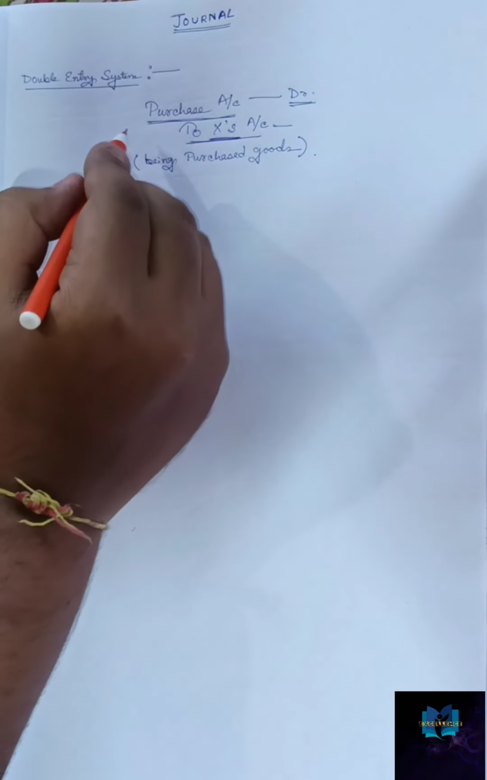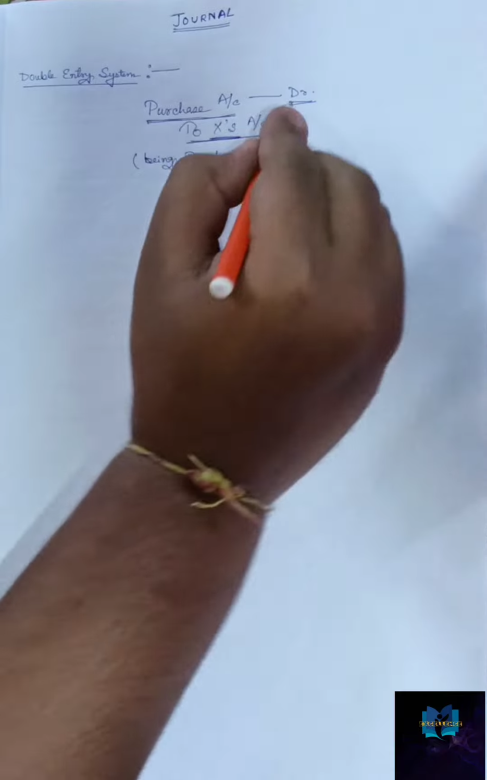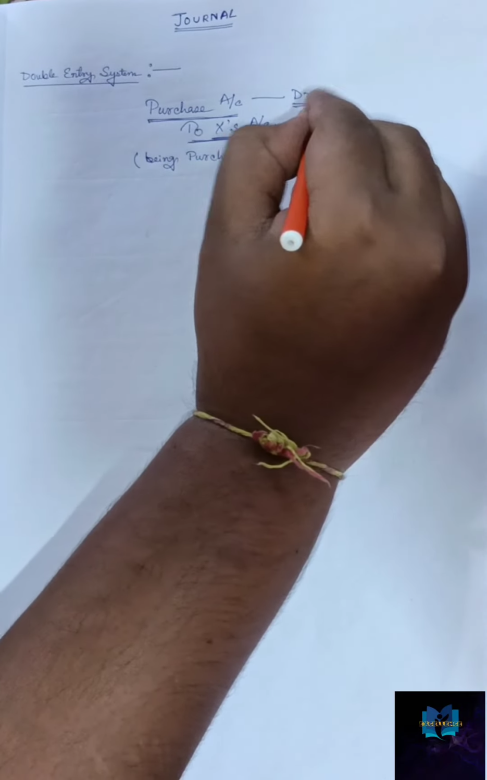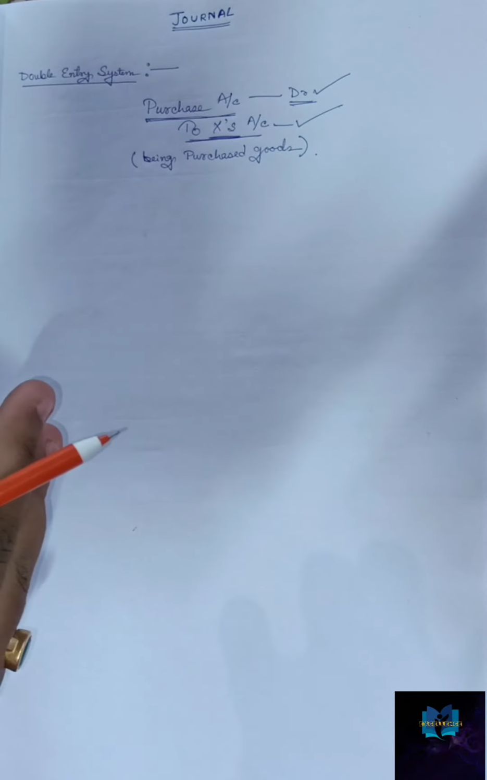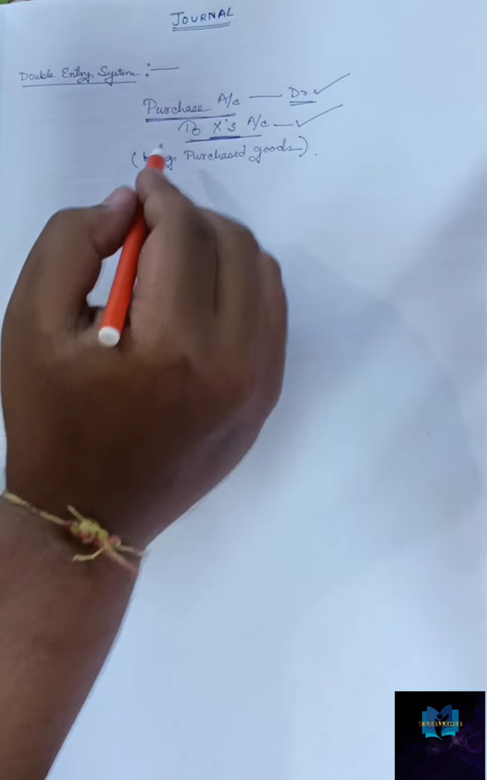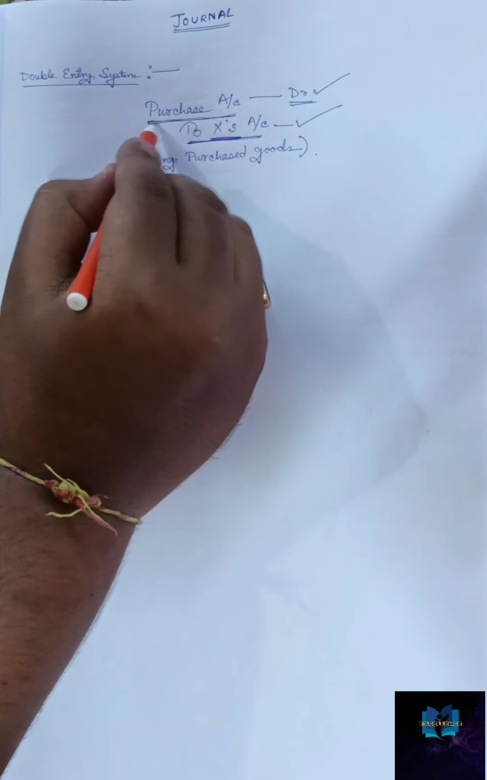Double entry system is the process of writing a journal entry including both debit and credit sides. Over here we are writing this journal, in this we are including the debit side, as well as the credit side, what we are crediting and what we are debiting. So we are crediting excess account and we are debiting purchase account.